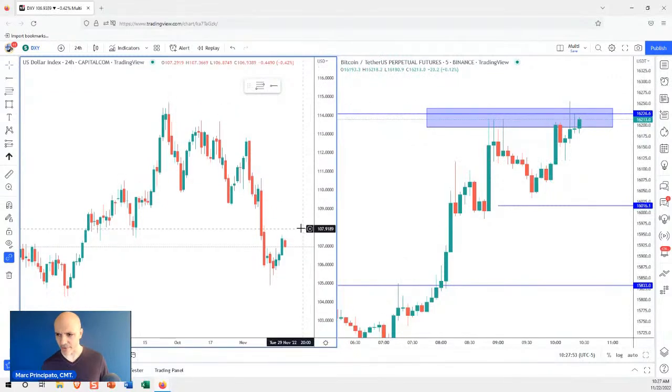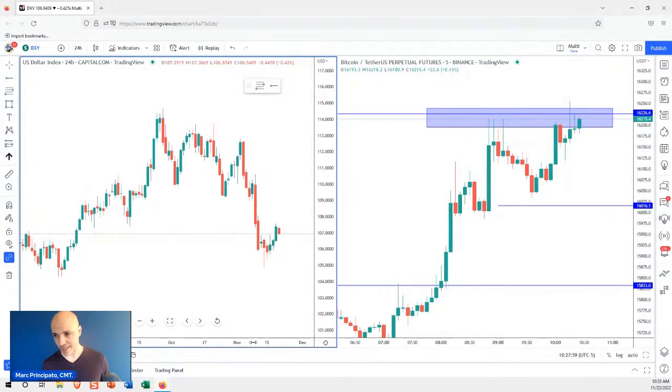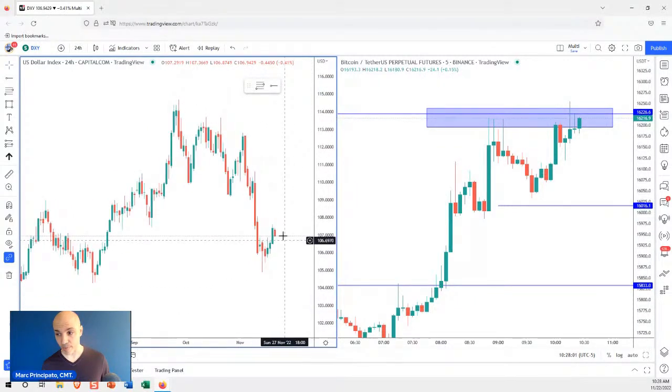Capital.com. Okay, there we go. So that could turn into a sell signal, right? You're right. Thank you for pointing that out. It's not a sell signal yet. It's a potential sell signal. All right, so we'll see how that goes. Thank you for pointing that out.